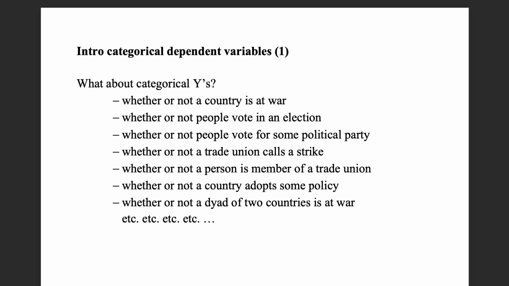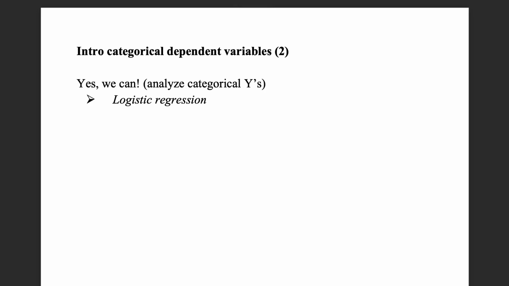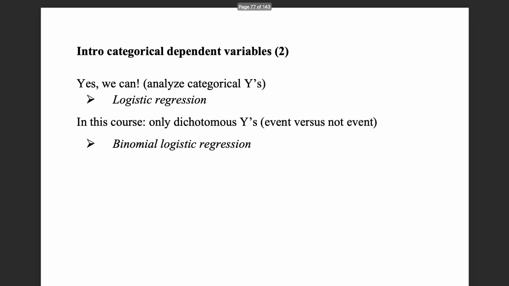So, okay, great. So far we have assumed that our dependent variables are continuous. But now we see that most of the stuff that political scientists tend to care about is measured categorically. So, what about that? Well, the good news is that we actually can analyze categorical Y variables. And one way of doing that is using so-called logistic regression models. That's what we're going to discuss a lot in the remainder of the course.